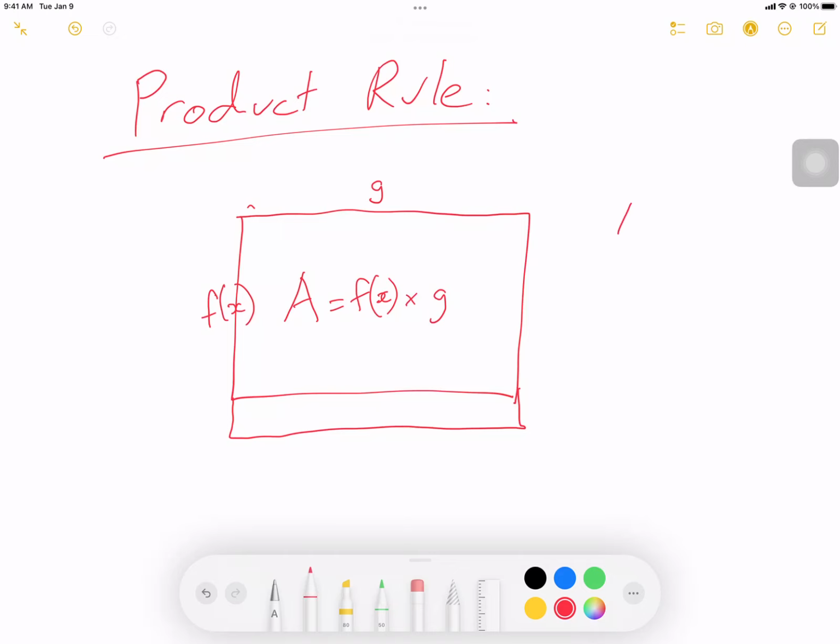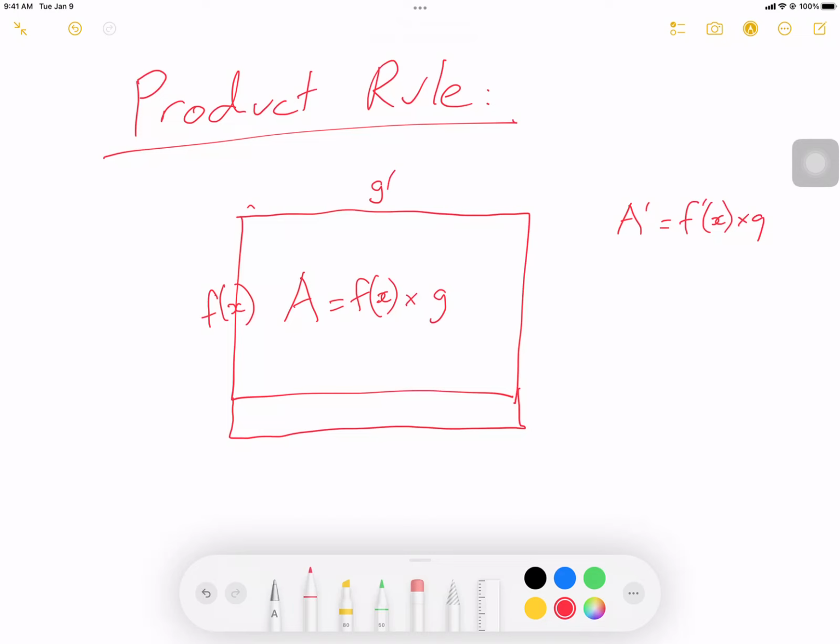In which case the derivative of A would be the same as the derivative of the height, but then that would be multiplied by G. Because G isn't changing, it's just a constant, we'd just multiply it on. Okay? Now, what if G were changing?